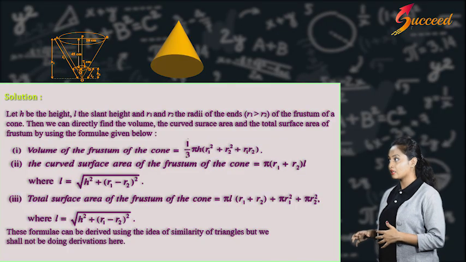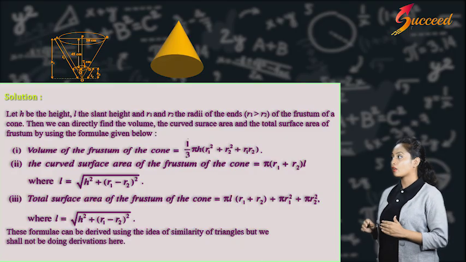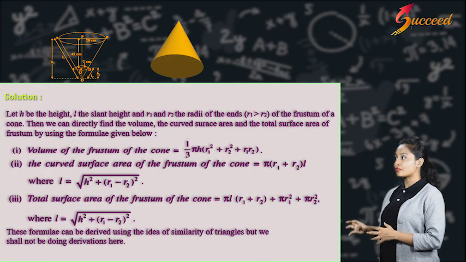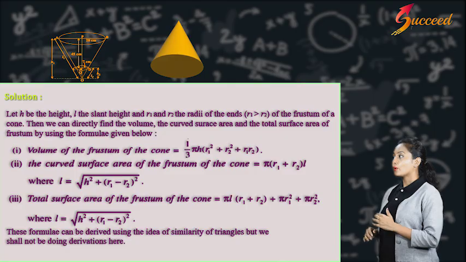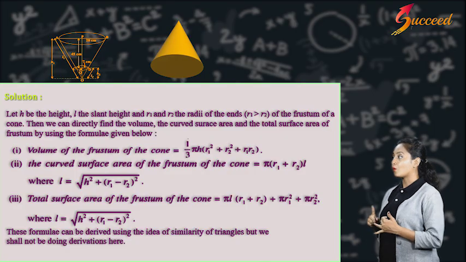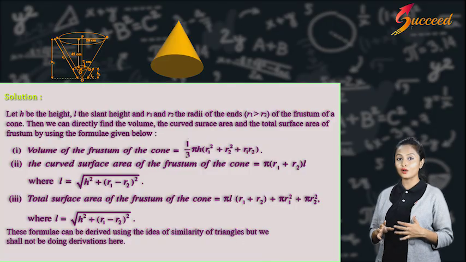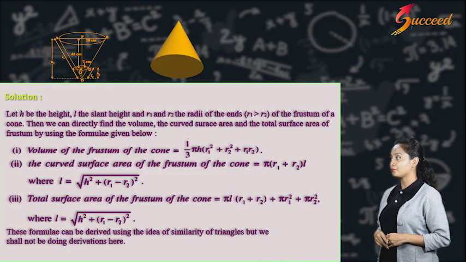Let h be the height and L be the slant height and R1 and R2 be the radii of ends, and let us consider that R1 is greater than R2. Now, this is for the frustum of the cone. Then we can directly find the volume, the curved surface area and also the total surface area of the frustum by using the formula which is given like here.